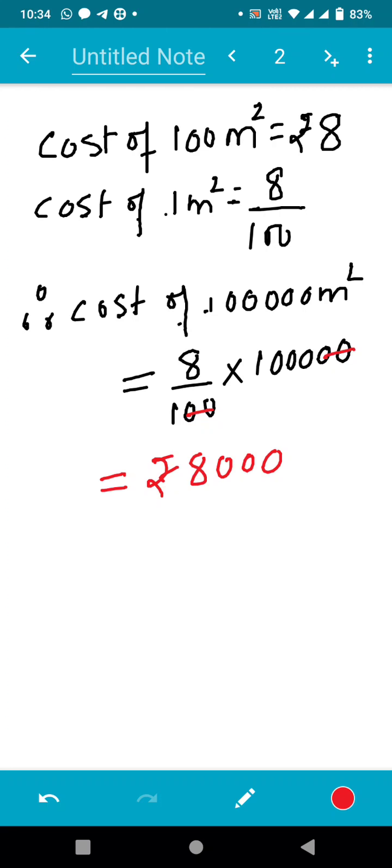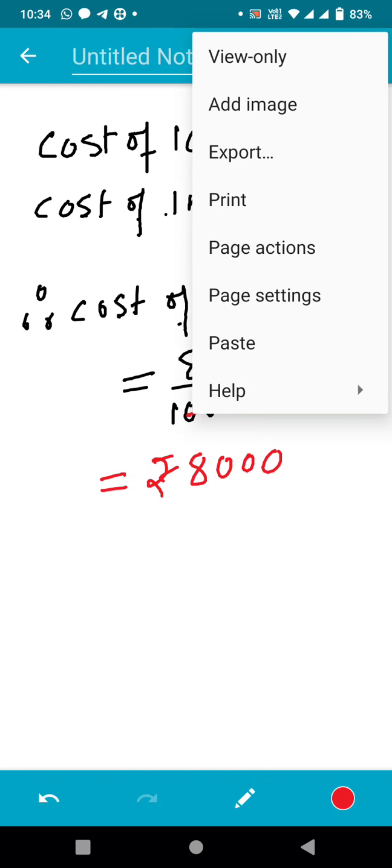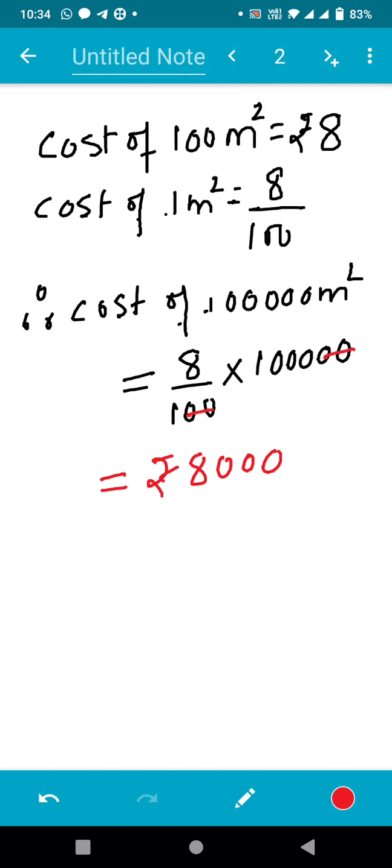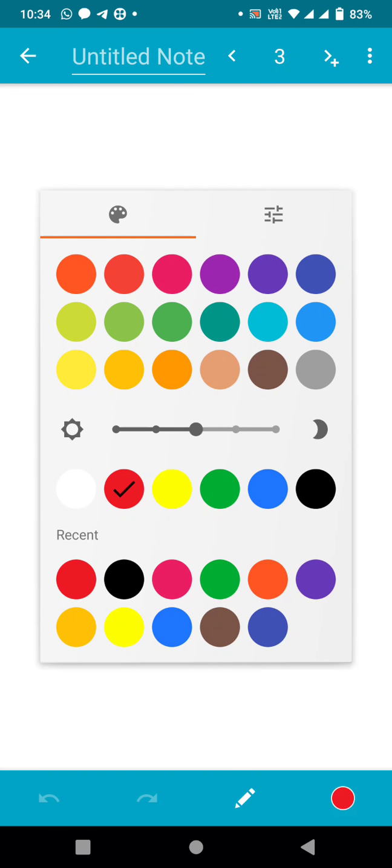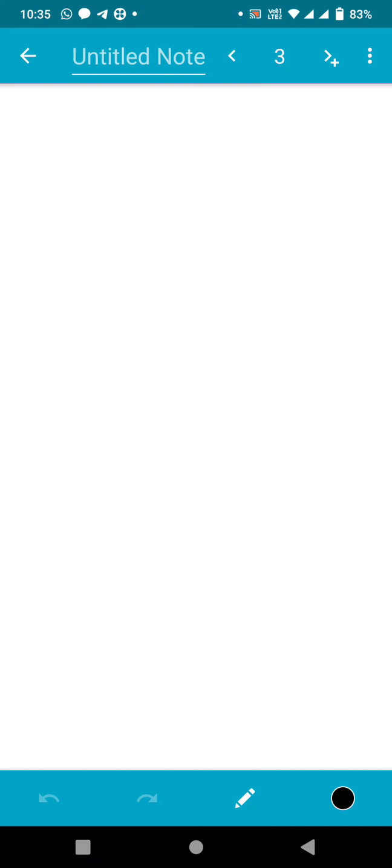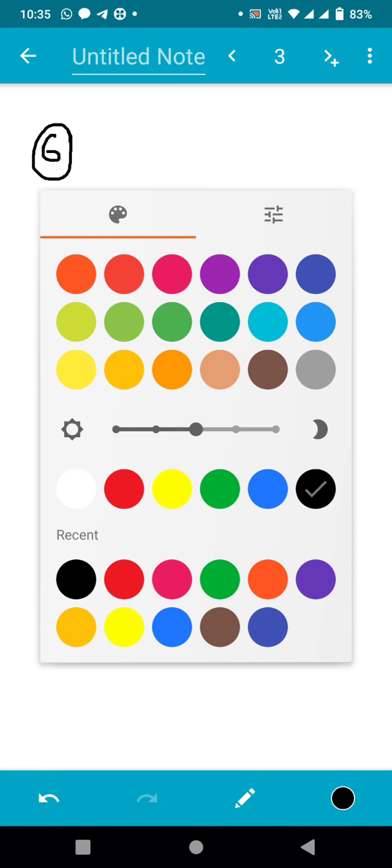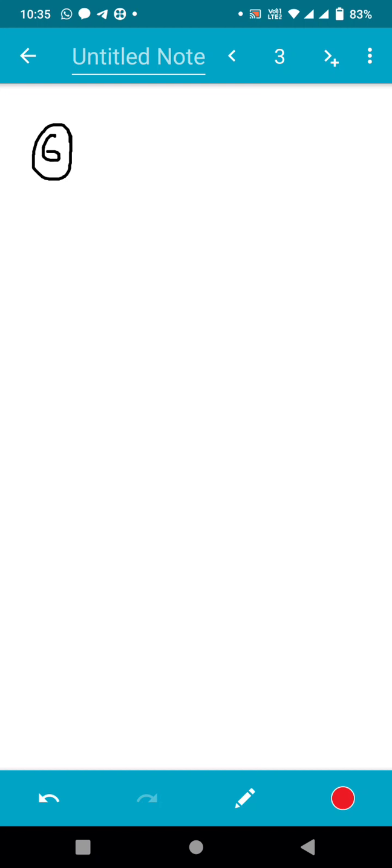Now let's move on to question number 6. Now what we have in question number 6, a tabletop measures. Now let me write question number 6 first. So this is question number 6. So a tabletop measures 2 meter by 1 meter 50 centimeter. That means the dimension of the top of the table is given. So let me draw one table for you.